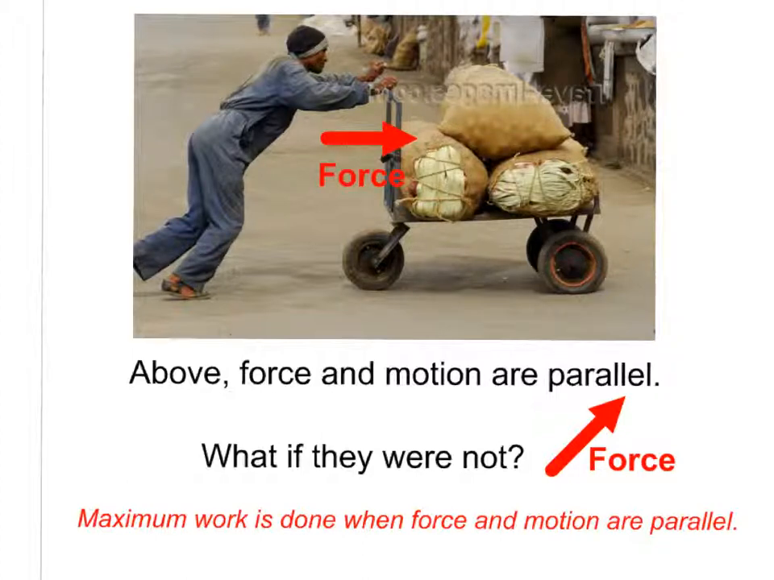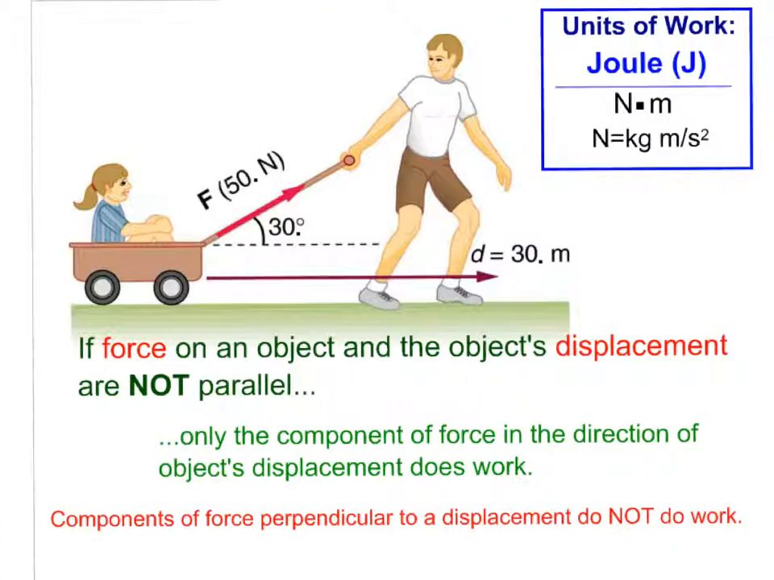But what if those two things are not parallel? What if the force applied is different from the displacement? Such as if he applies a force in this direction and the displacement of the cart is horizontal, how do we think about the amount of work done? Well, when the force on the object and the object's displacement are not parallel, only the component of force in the direction of the object's displacement does work.